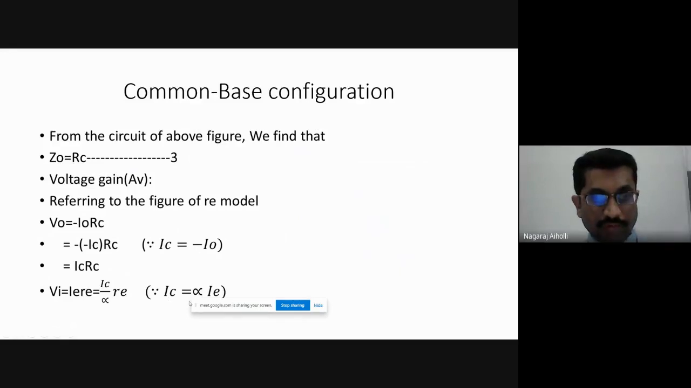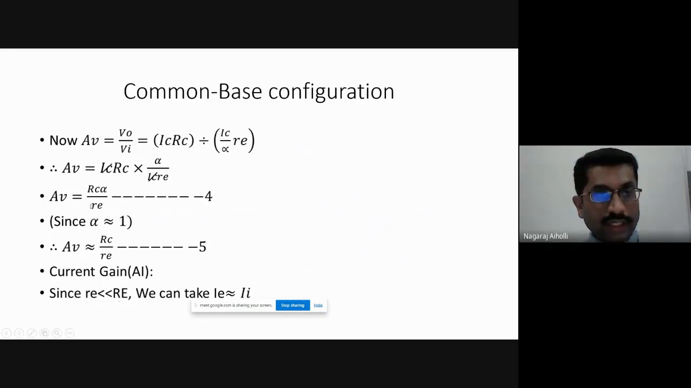Therefore, IC is equal to alpha IE, or alpha is equal to IC by IE, right? Then IE is equal to IC by alpha. Substitute that IC by alpha into re, so Vi is equal to IC re by alpha, because alpha is equal to IC by IE.